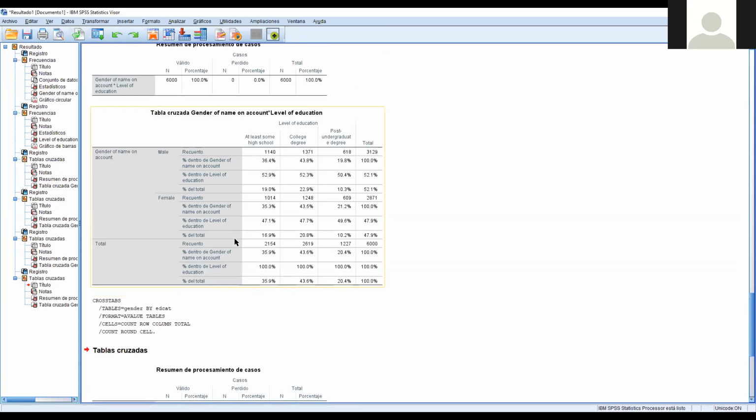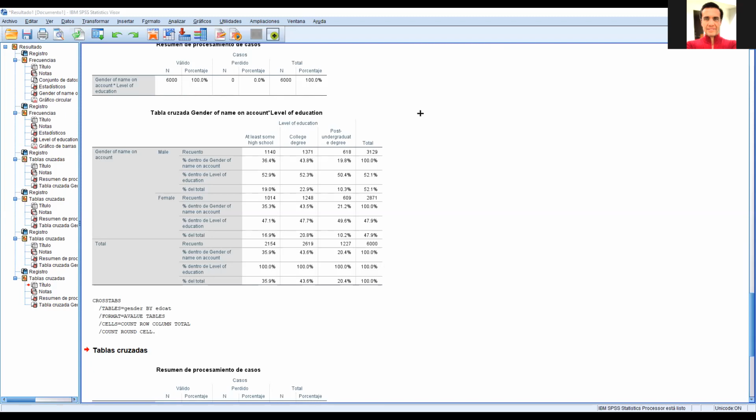This one is more difficult to read, so I'm going to go slow and be sure that everyone gets it, okay? If you see, there are a lot of numbers that are the same as the previous one. For example, 1,140 is right there, it's on count. But now we have a lot of different percentages and you must be able to identify what each one of them means. That is the most important thing. What do they mean?